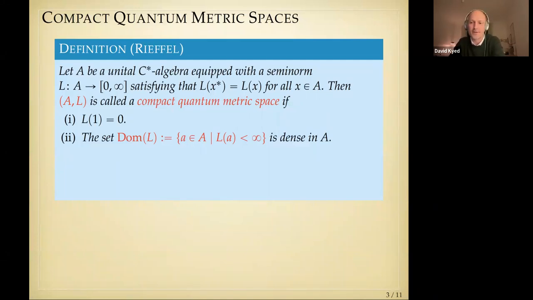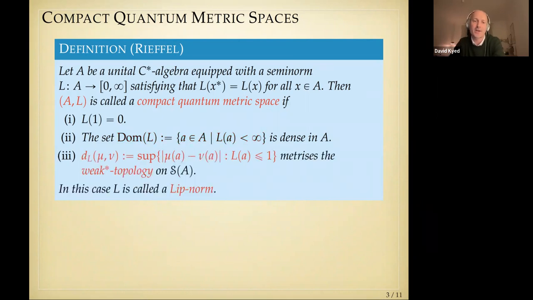And then the real axiom is that if you look at this metric that you can define on the state space of the C-star algebra, and you define it by looking at all the different values that your two states can take when you let your input vary over the semi-norm unit ball, this is supposed to metrize the weak star topology on the state space.